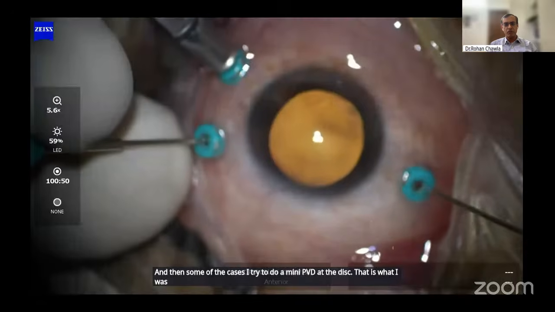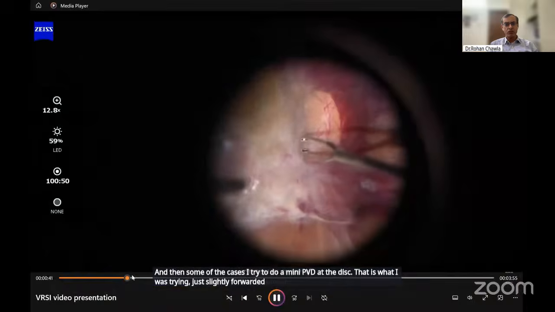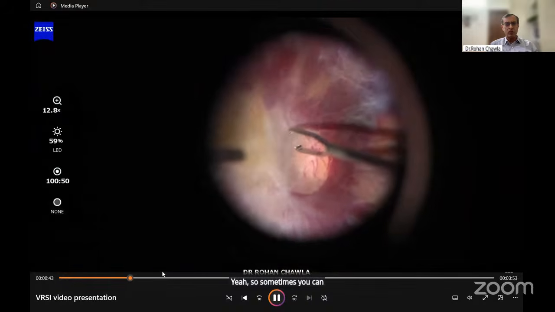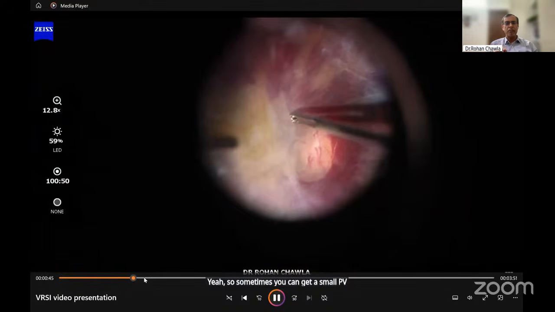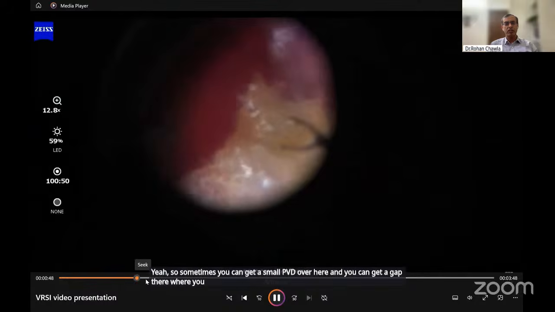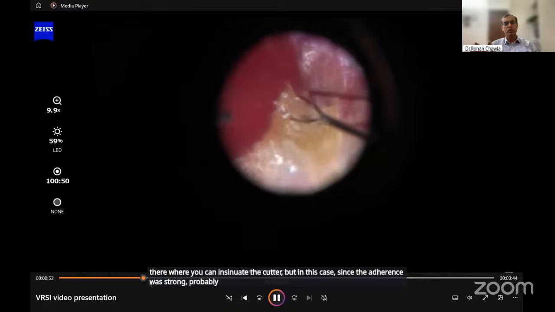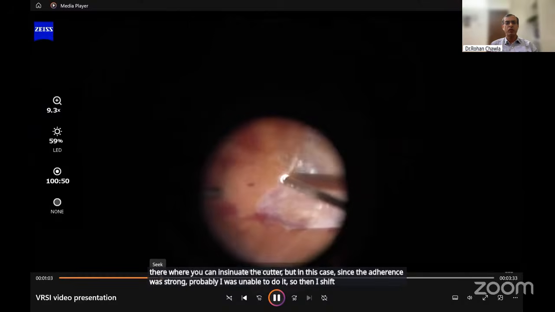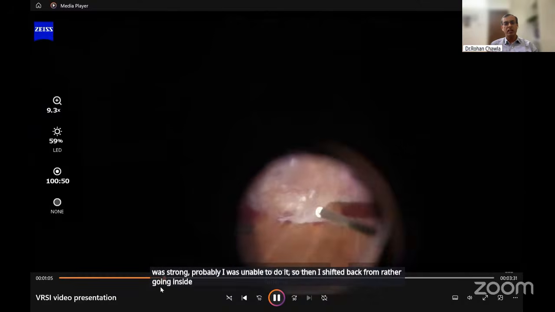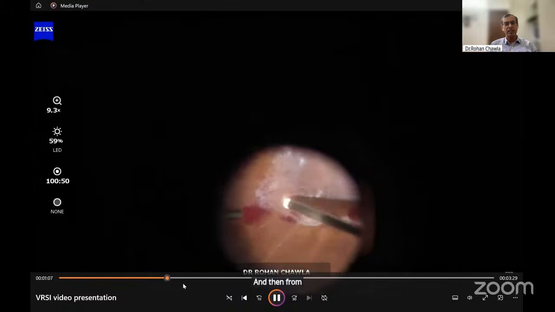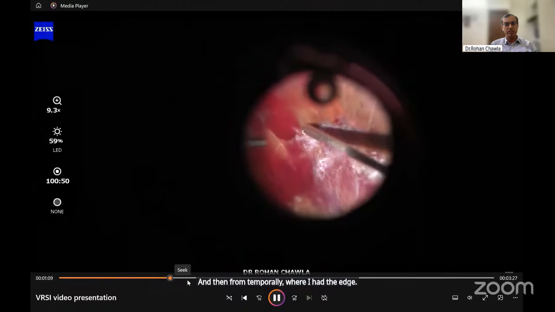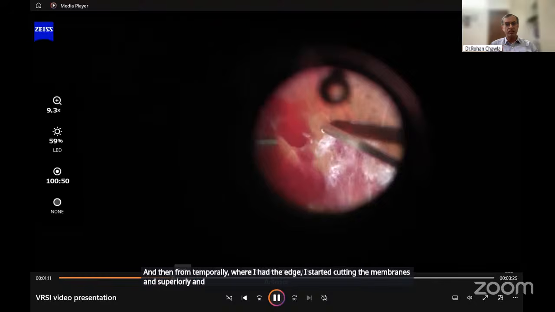Sometimes you can get a small PVD over here, and you can get a gap there where you can insinuate the cutter, but in this case, since the adherence was strong, probably I was unable to do it. So then I shifted back from going inside out to outside in again, and from temporally where I had the edge, I started cutting the membranes and superiorly and bringing them inwards.